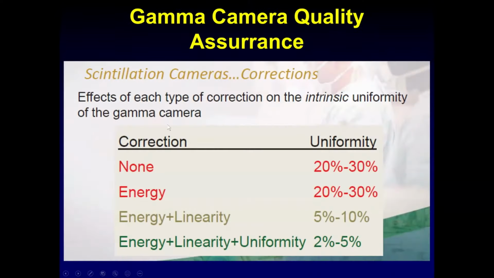And it turns out that there are many different ways we achieve this, as I've already gone through, in terms of how we correct for energy, linearity, and uniformity to get down to somewhere around 2 to 5% uniformity on our floods, so that we have proper imaging.